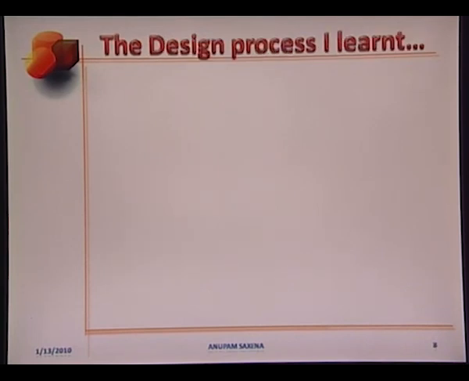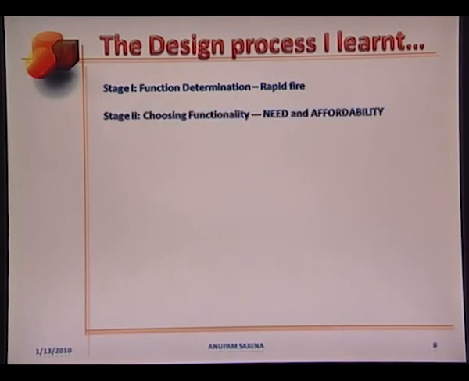I'm going to be delineating the design process I learned when I was an undergraduate at IIT Bombay back in 1991 to 1995. It follows about 7 stages. Stage 1 is function determination, or the rapid fire stage. Stage 2 is choosing functionality, which is based on need and affordability. Stage 3 is form rendering. This is again a rapid fire stage. Stage 4 is to choose a form.